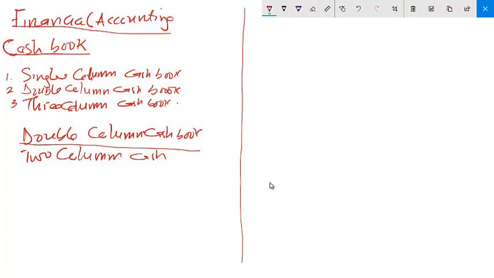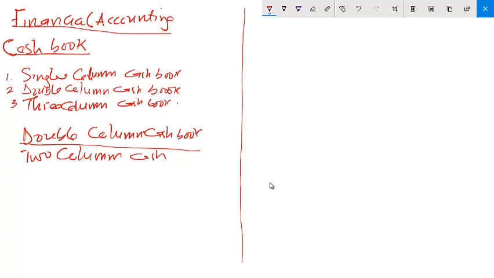Double column cash book is a kind of cash book where we have 2 columns for both the debit and the credit side, which means 2 of these columns we use to record transactions made by cash or by check. So from the debit side, when we have cash received, we put it under what we refer to as the cash column. When the money received is by check, we record it under the bank column. But if it is payment, just like we said earlier, it's going to be credited.